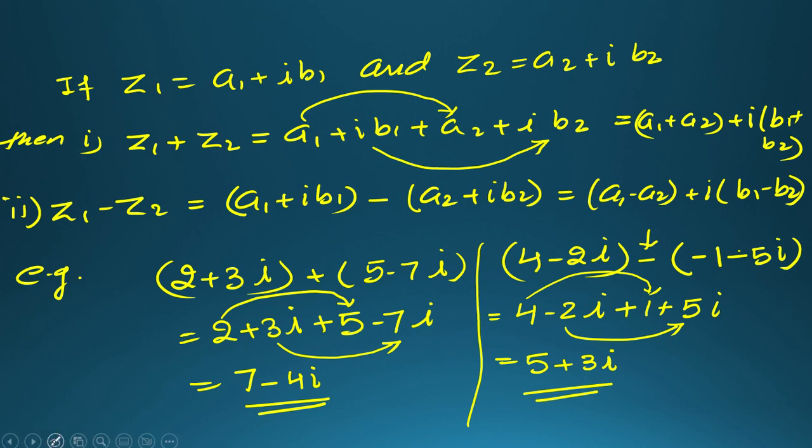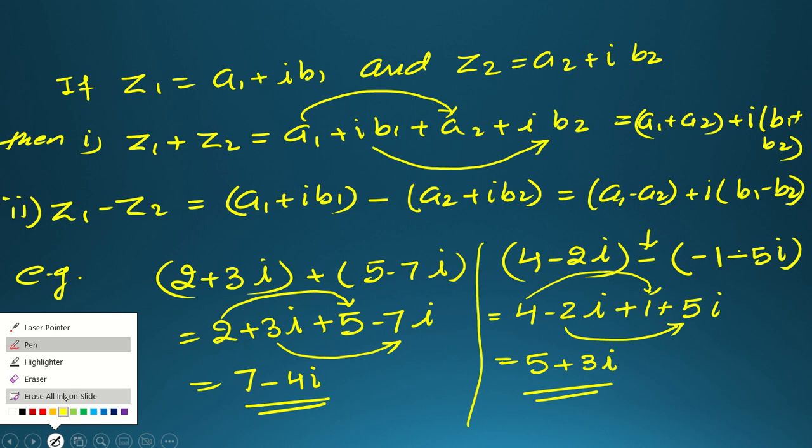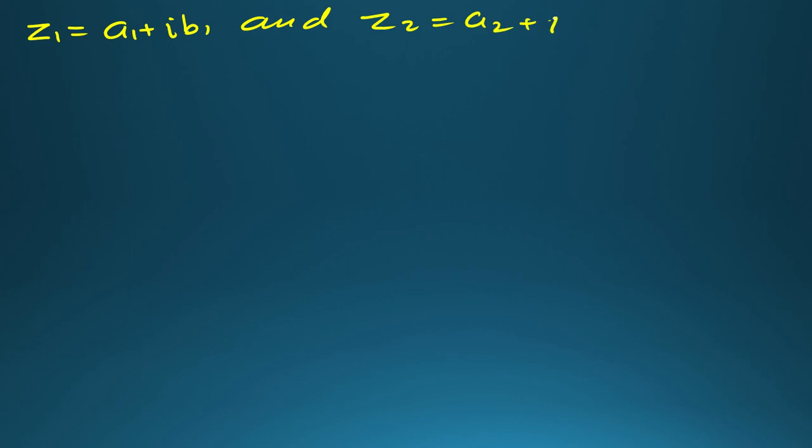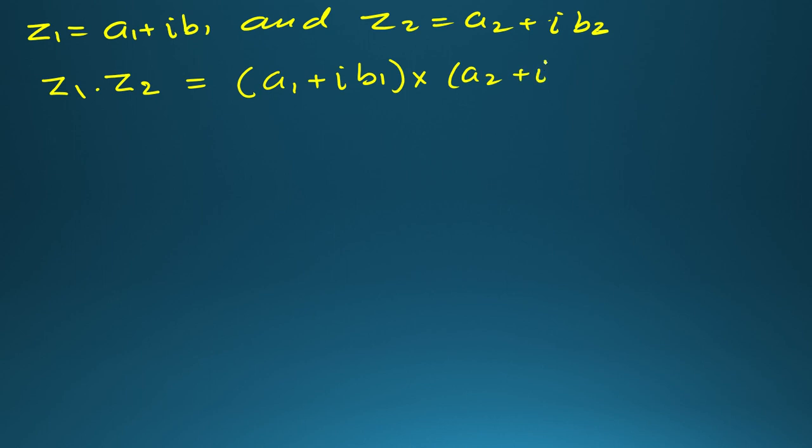It is very easy. Now we are going to talk about multiplication of two complex numbers. Like if Z1 is equal to A1 plus iB1 and Z2 is equal to A2 plus iB2 are two complex numbers, then Z1 multiplied by Z2 will be equal to what? A1 plus iB1 times A2 plus iB2. As we do multiplication of two simple brackets in an algebraic expression, the same thing we have to follow here.